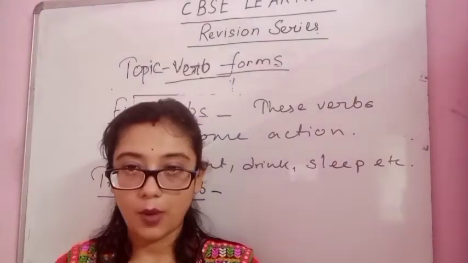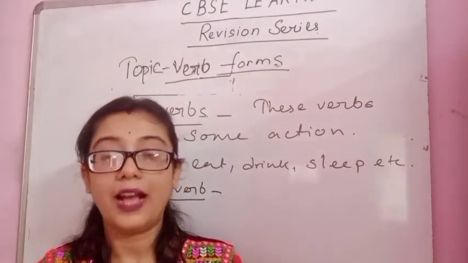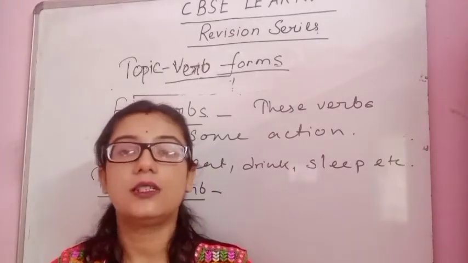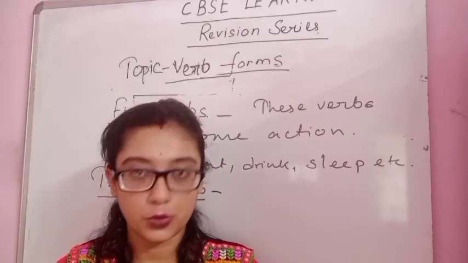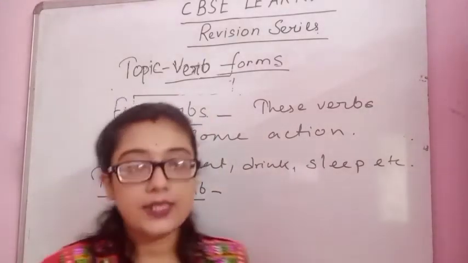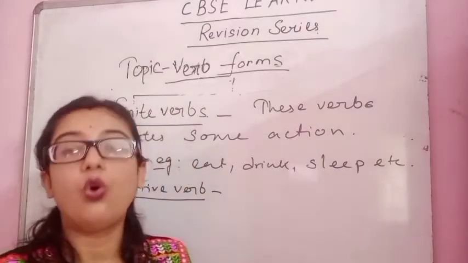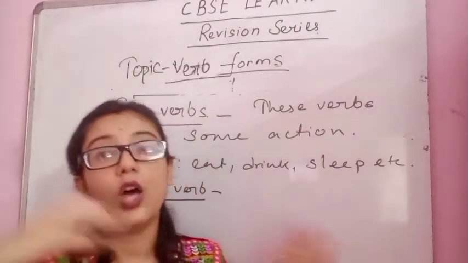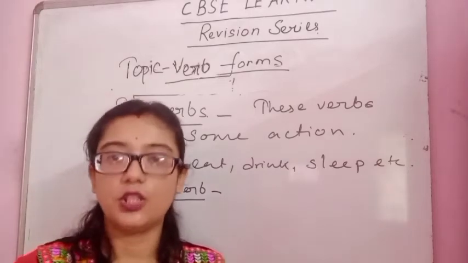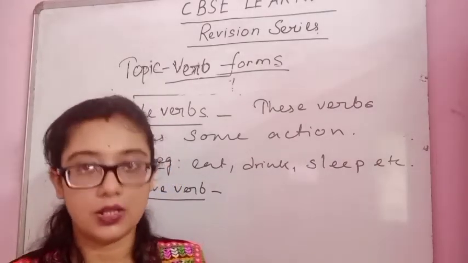To make a proper sentence, we need a verb. Actually, verb is also known as the heart of a sentence, because it is the action word, or sometimes it shows possession, sometimes it shows the state of being. Now, in a sentence, when the action transfers from the subject to the object, it is known as transitive verb.